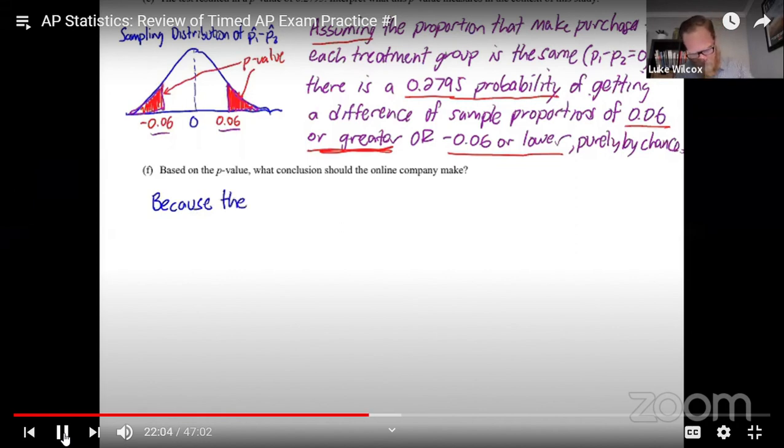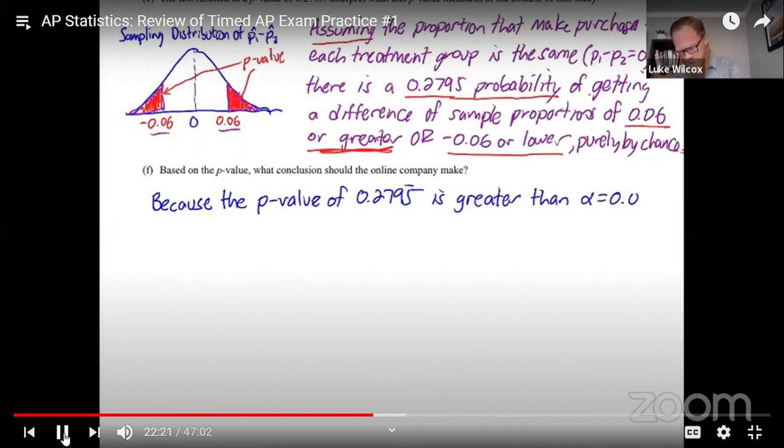Okay, so because the p-value of 0.2795, which is a pretty big p-value, right, is greater than the significance level. And let's just maybe go with our standard 0.05 here. Because our p-value is large, that means that this result, this difference of sample proportions of 0.06, very well could have happened purely by chance, even though it looks like advertisement 1 is better. So we're going to say that the company should fail to reject H null.